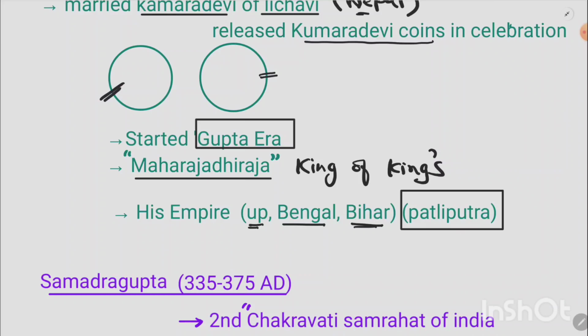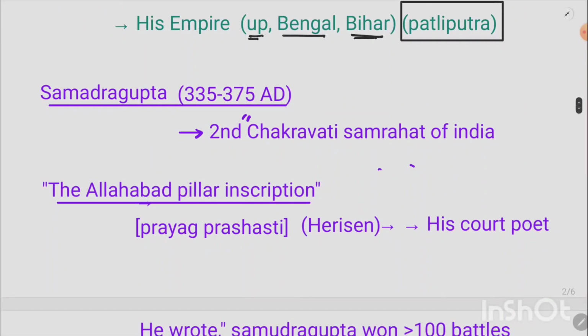Now, after Chandragupta first came Samudragupta. Samudragupta is believed to have reigned from 335 to 375 AD. He was known as the second Chakravarti Samrat of India. As you must already know, the first Chakravarti Samrat was Ashoka. So the second Chakravarti Samrat was Samudragupta. This title was given to Samudragupta. Why? Because of his territorial expansion.